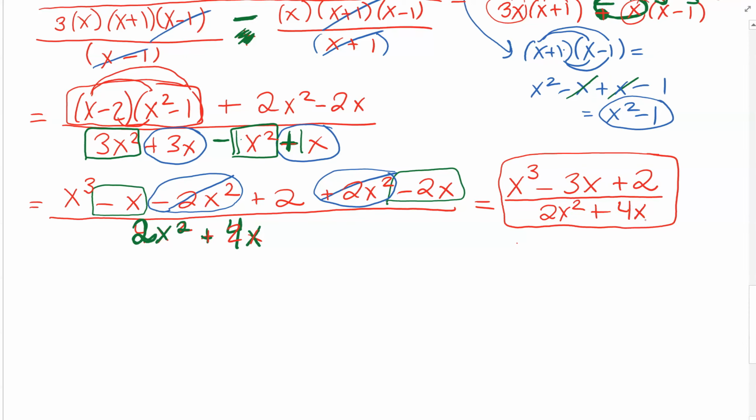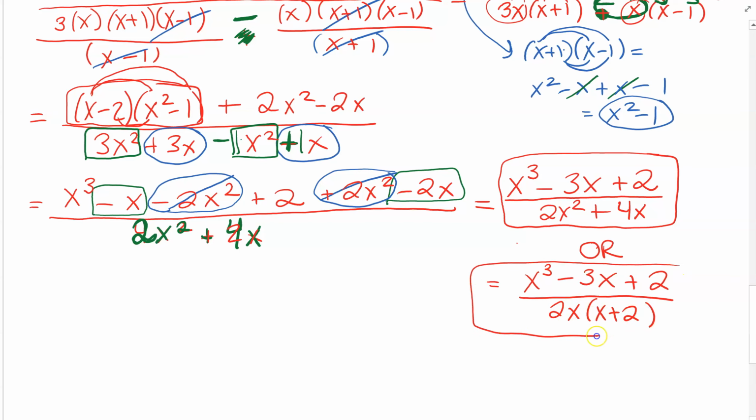Okay, so I caught that mistake. And then this is our final answer here. If you want to factor the denominator, you can, but you don't have to because the numerator won't factor, so I know nothing's going to cancel. But just so you could see, the other option would be to take out a 2x on the bottom, and then you have x plus 2. So this is another way of writing that, but not necessary.